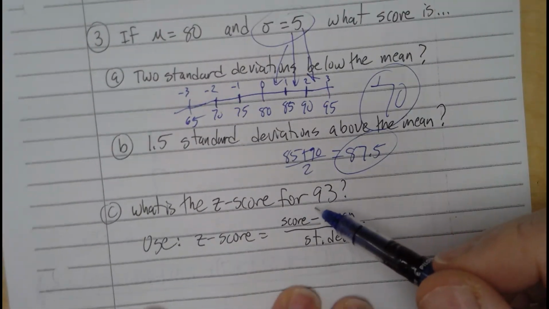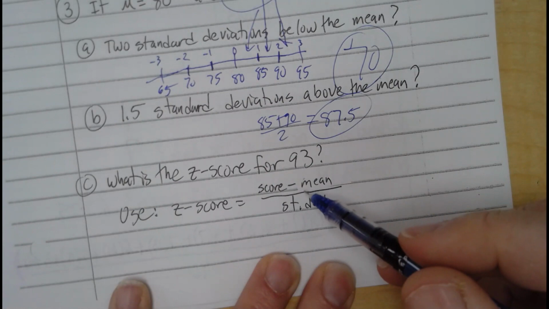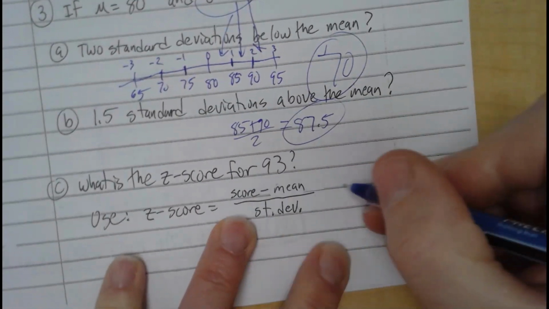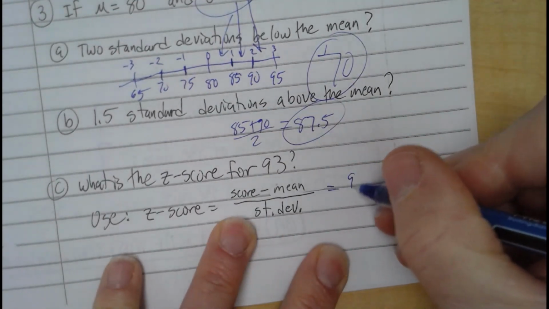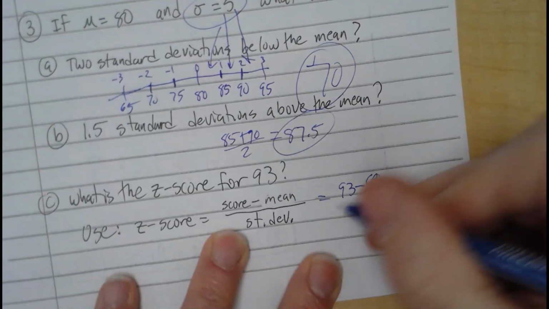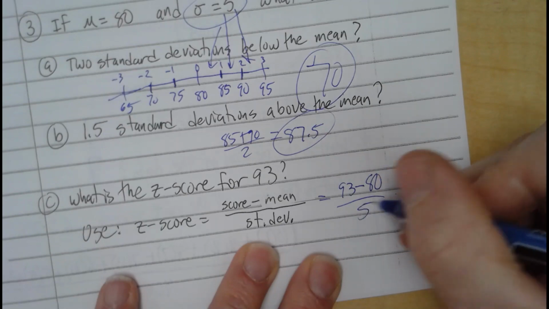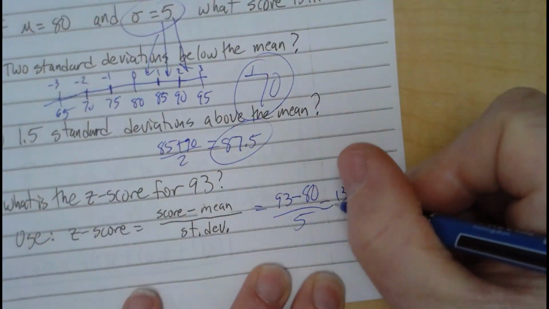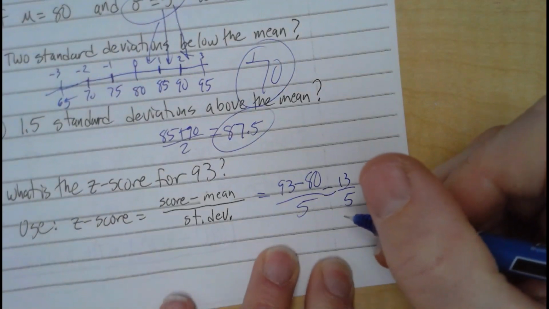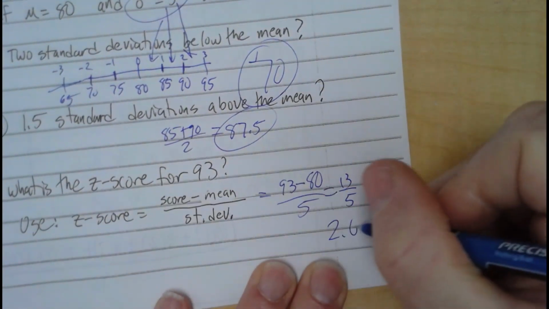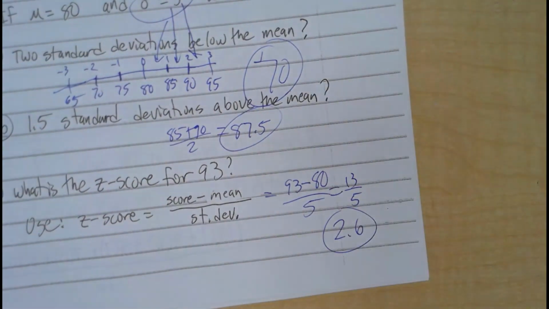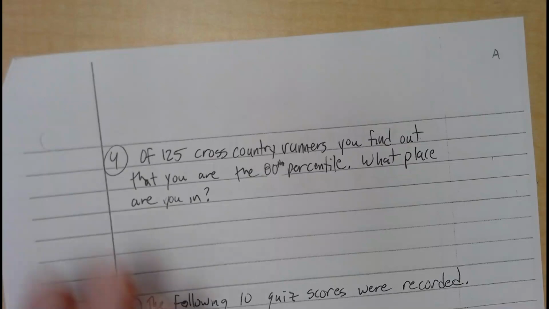Then what's the z-score for 93? So 93, so there's your score. So you just go score, which is 93, minus the mean, which was the 80, divided by standard deviation of 5. So that would be 13 divided by 5, which is a nice decimal, 2.6. So that's the z-score. So you're not 2.5 standard deviations above, you are 2.6 standard deviations above.